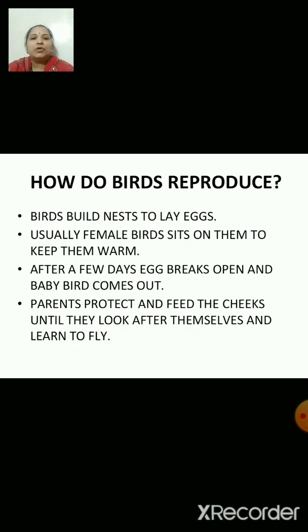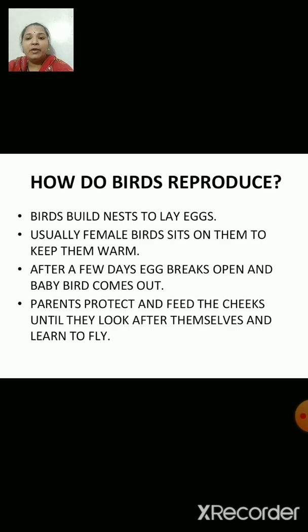Now, usually a mother bird or a female bird sits on the eggs to keep them warm. This process is known as incubation. In a few species or a few birds like the penguin, dove, hummingbird, the female sits on them to keep them warm, or the mother bird incubates the eggs. Sometimes the father or the male bird sits on the eggs.